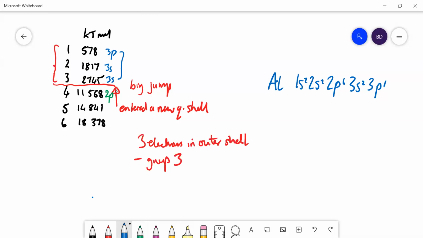So you can tell which group this element belongs to in the periodic table because you can tell the number of electrons in the outer shell. And this is a fairly common question. They'll give you a load of ionization energies like that, and you have to work out which group it is in. So you look for the jump. Okay, that's it for successive ionization energies then.